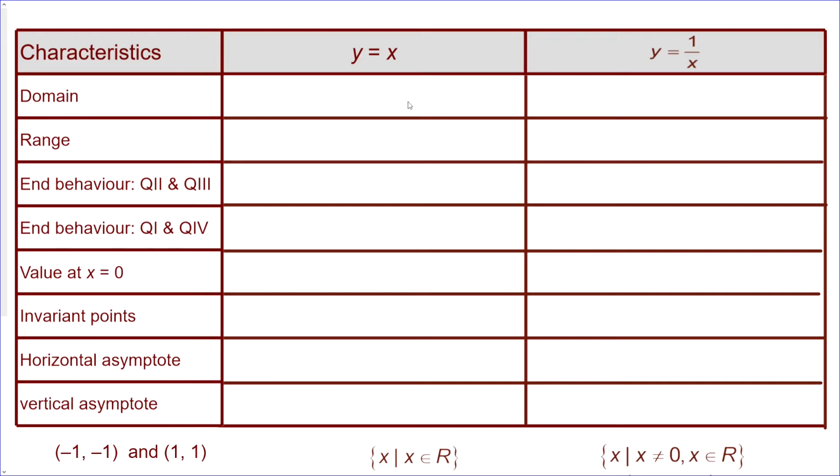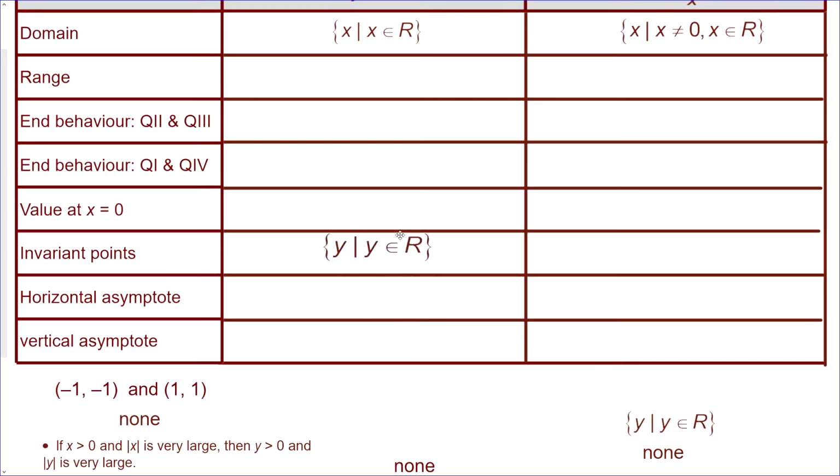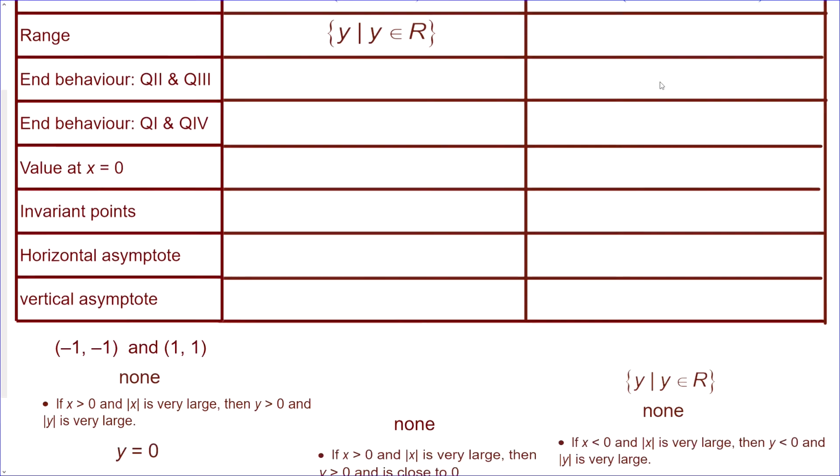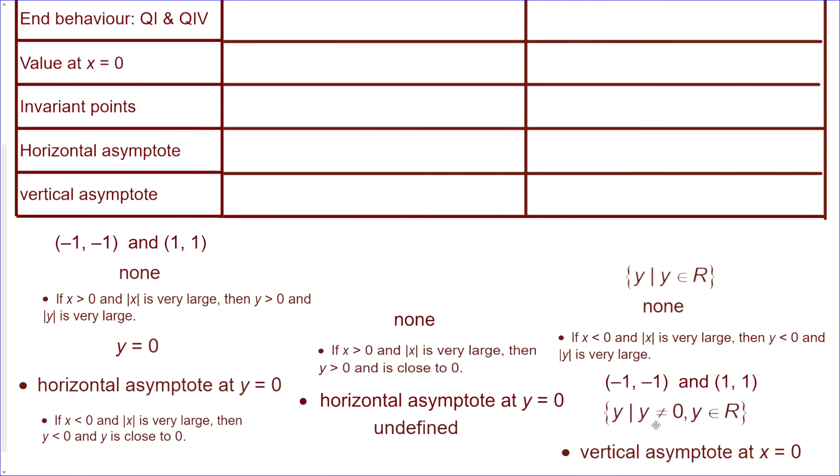Take a few moments, see if you can fill in this table. When you're done, continue the video. Y equals x has a domain of all real numbers, and 1 over x, all real numbers except it cannot equal 0, because then we'd be trying to divide by 0. The range for this one would be all real numbers for the y's, and the range for this would be all the real numbers except it can't equal 0. So there it is.